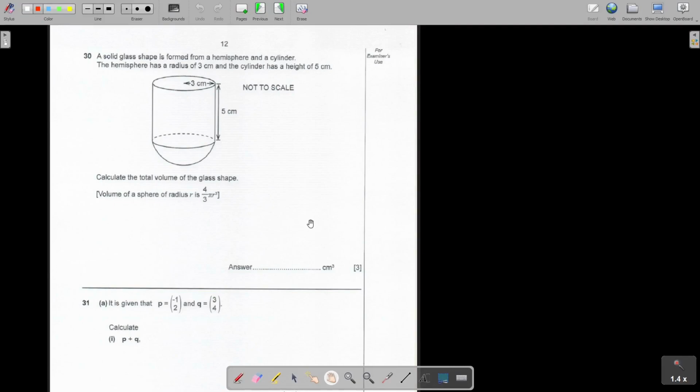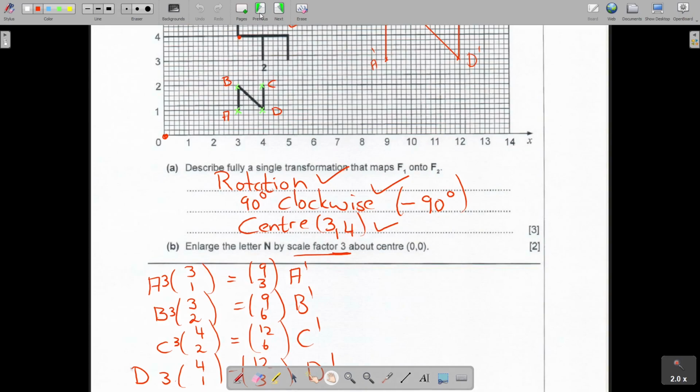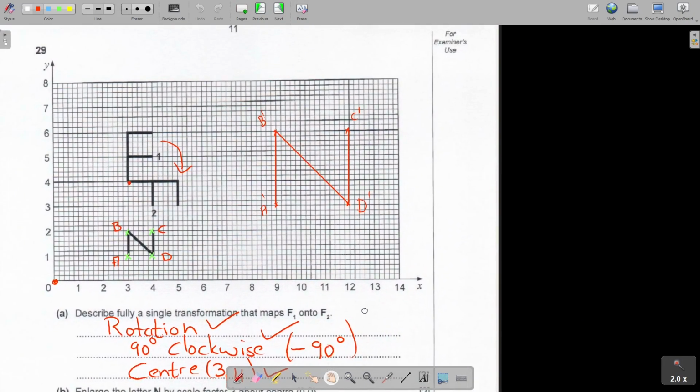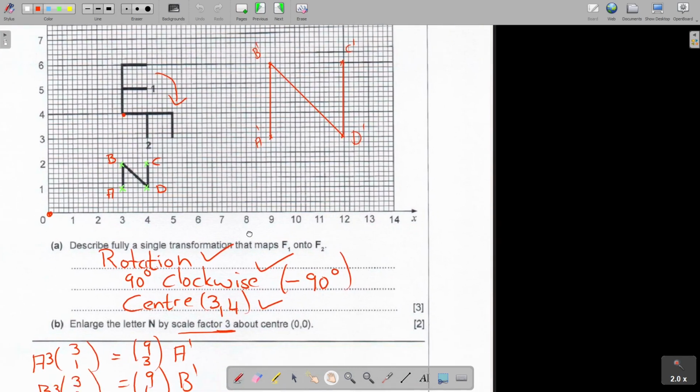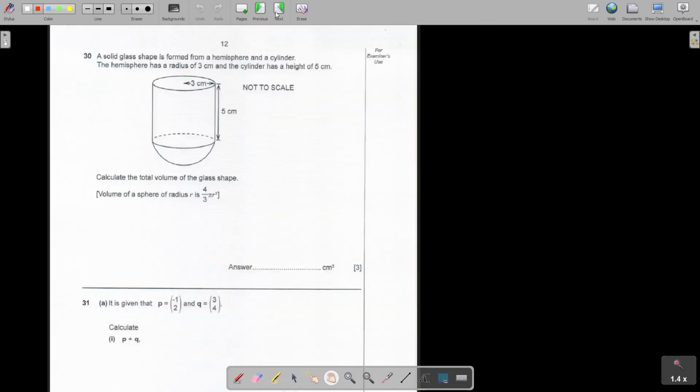Before I start with question 30, I just want to go back and tell you where you will get marks in this question. I didn't indicate to you number B. They check if all your vertices are correct for the correct enlargement, then you will get 2 marks. But they would have given you 1 mark if you did an enlargement with a scale factor of 3, but you used the incorrect center. Okay, but let's go to question 30.